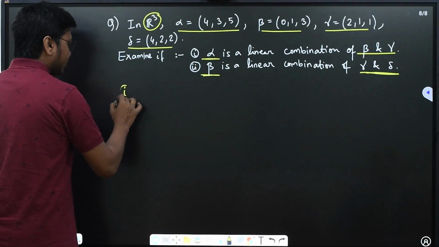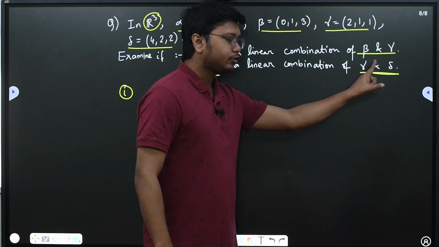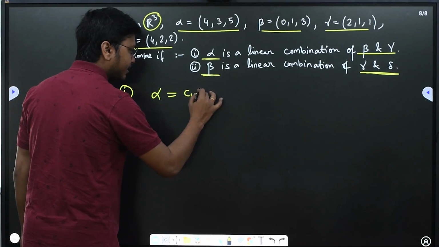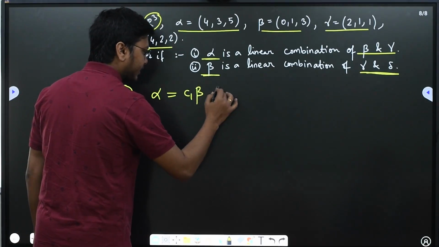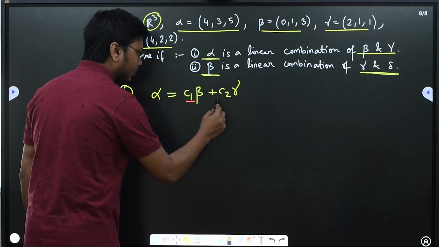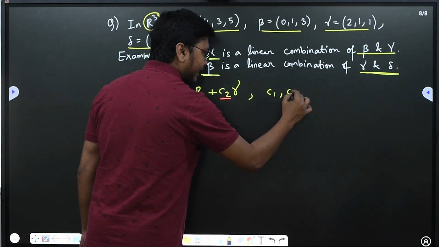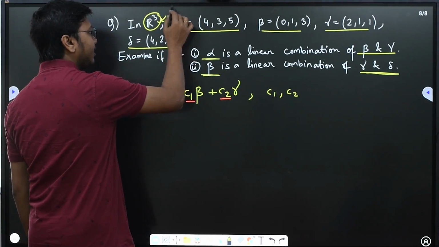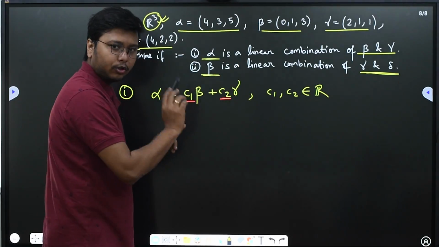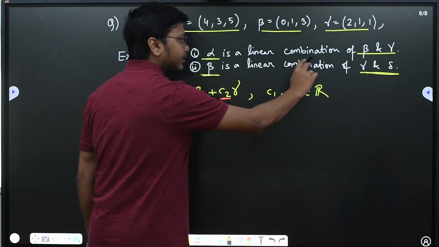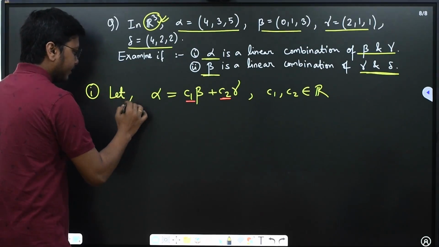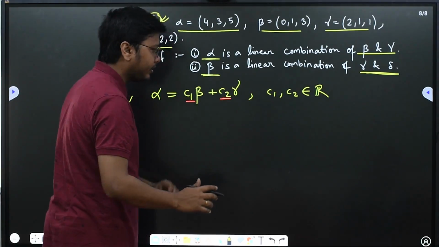So let's quickly look into the first one. If alpha has to be a linear combination of beta and gamma, then alpha must be represented in this format: some constant into beta plus some constant into gamma. So if this expression is possible for some constants C1 and C2 taken from, instead of writing field, we will be writing real numbers, because right now we are working with real numbers. Then only we can say that alpha is a linear combination of beta and gamma. So I would start by saying that we can write this. Now let's check whether we can actually write it or not.